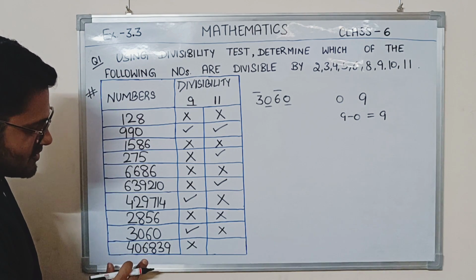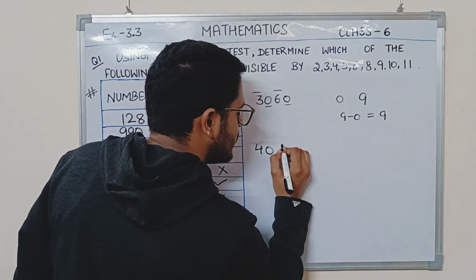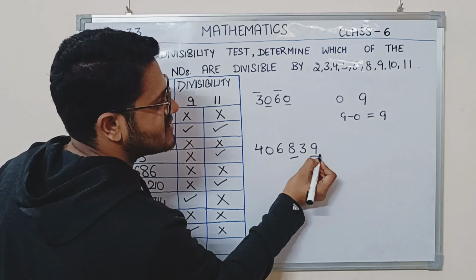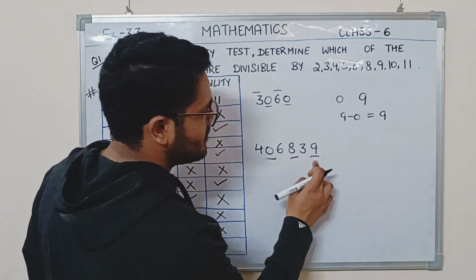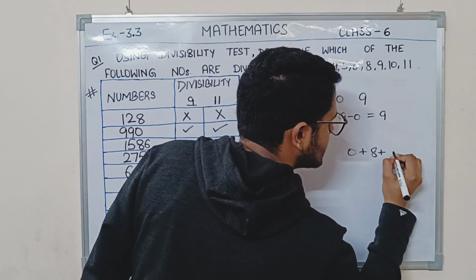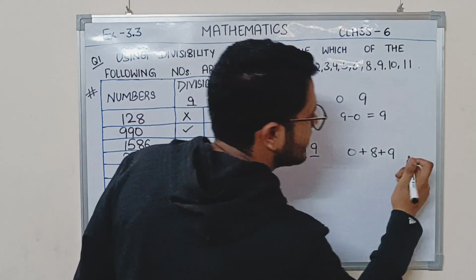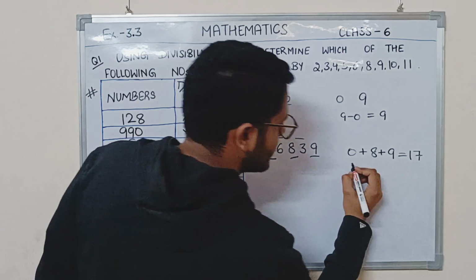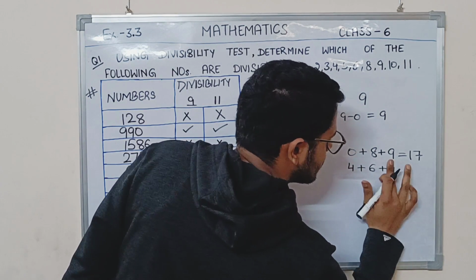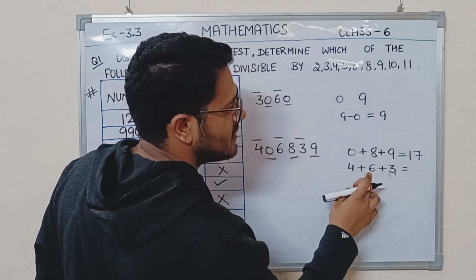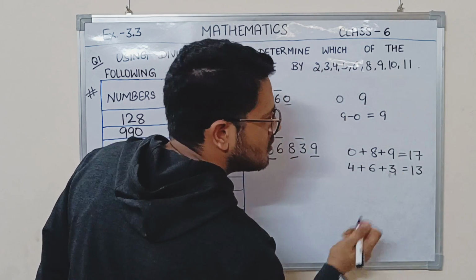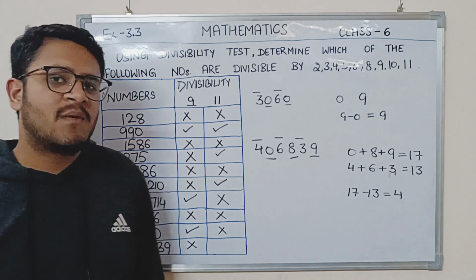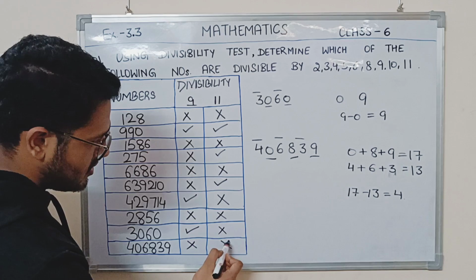Okay. Last part. 4,06,839. Okay. Now let's add the digits at odd places. First place, third place, fifth place. Okay. So it will be 0 plus 8 plus 9. 0 plus 8, 8, 8 plus 9, 17. Right. So now add the remaining digits. 4 plus 6 plus 3. It will be 4 plus 6, 10, 10 plus 3, 13, right? Now subtract them. 17 minus 13, which is 4. Now tell me whether 4 is divisible by 11. Again, no. Therefore, this whole number is not divisible by 11.